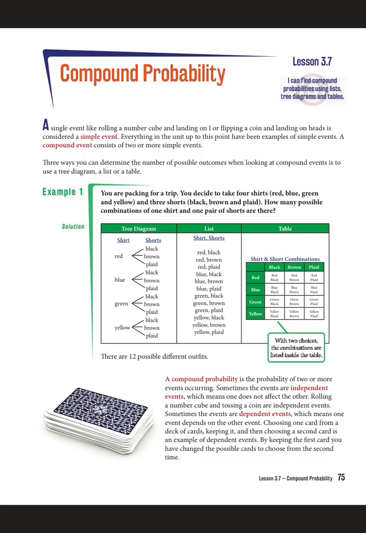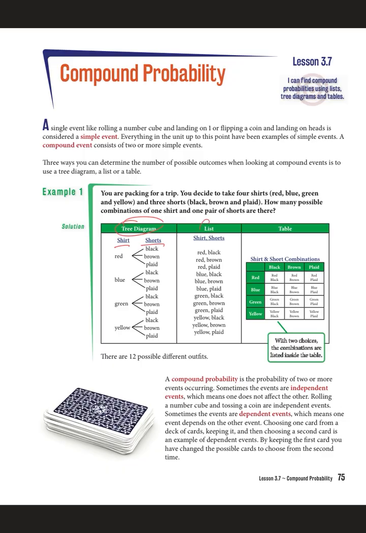3 ways that you can determine the number of possible outcomes when looking at compound events is to use a tree diagram, a list, or a table. So in example number 1 here, it says you are packing for a trip. You decide to take 4 shirts and 3 shorts. How many possible combinations of 1 shirt and 1 pair of shorts are there? So 3 different ways you can do this is with a tree diagram, which is illustrated here, because it looks like a tree. And what you do is you take the number of shirts and you combine it with the number of shorts. So there's different combinations, right?